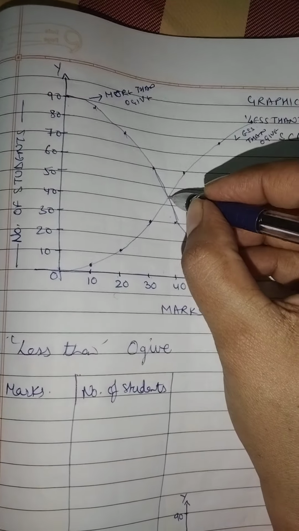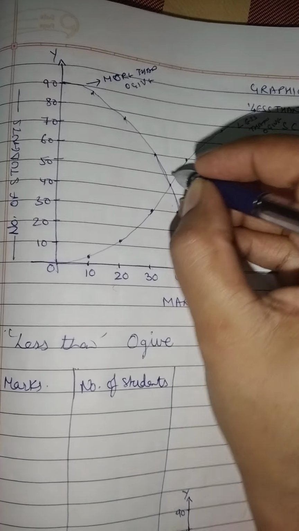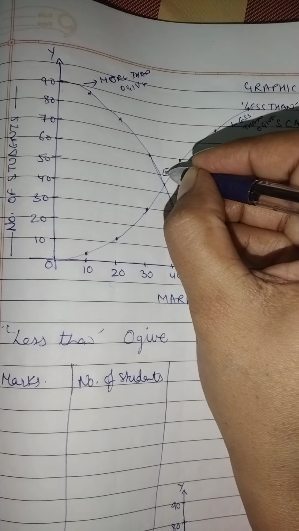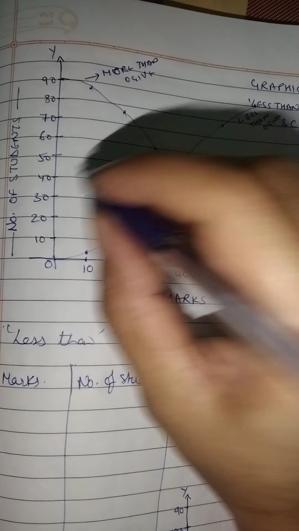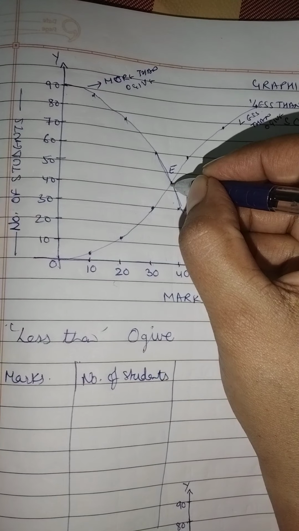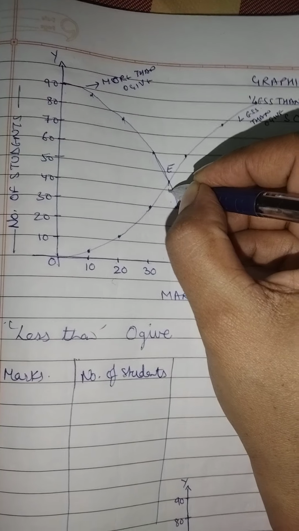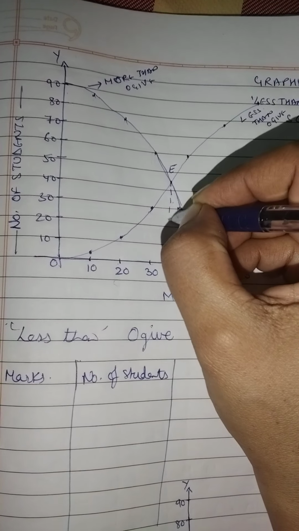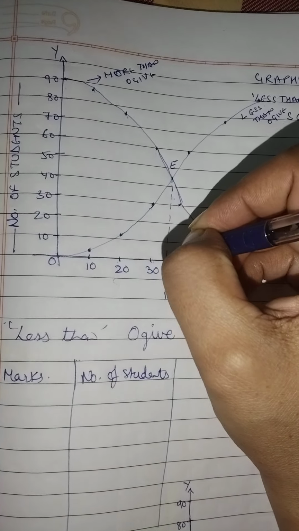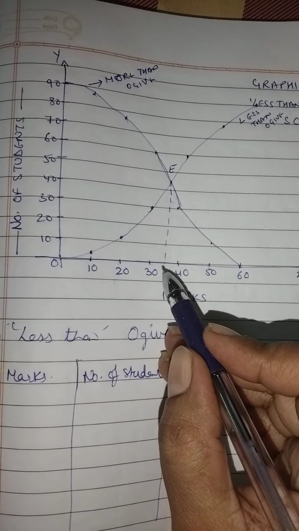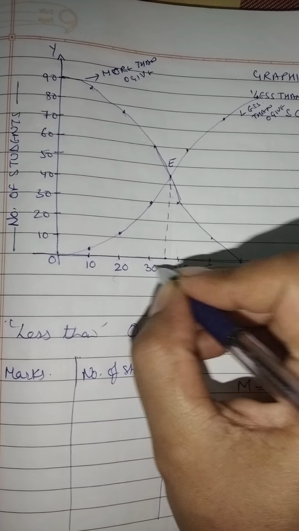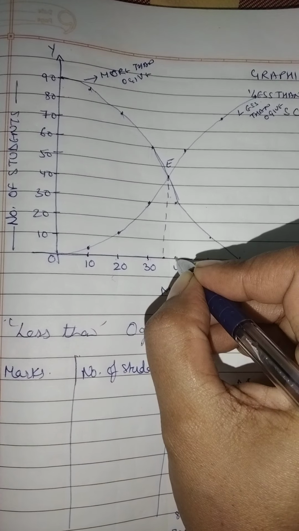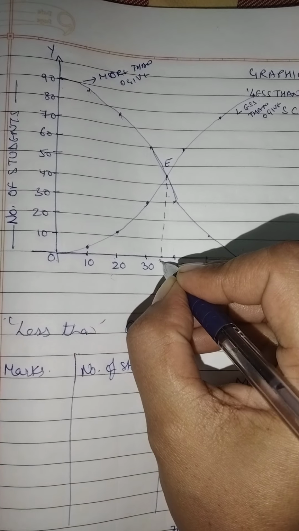The point where both less than and more than are intersecting. I am giving a name to this point, that is E. This is the intersection point where both less than and more than ogives intersect each other. You have to draw a perpendicular straight line from this point, which will join our x-axis. Okay, so it is joining the x-axis at, if I measure this line, it will be 35.